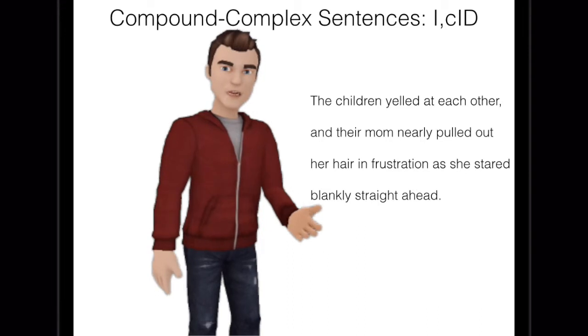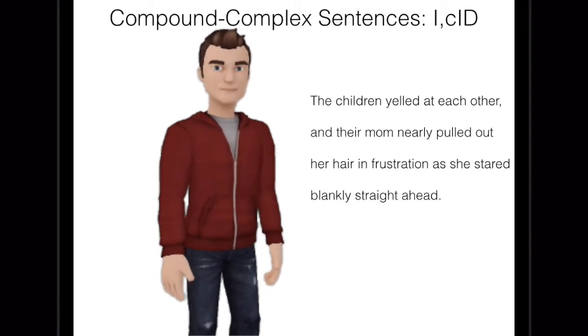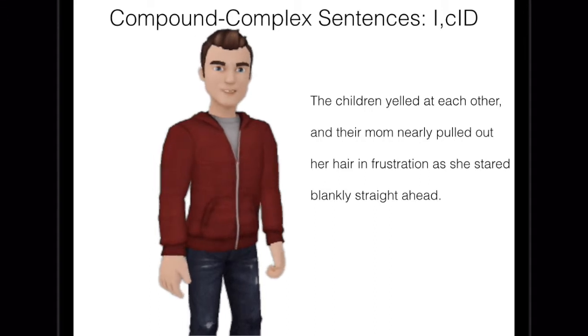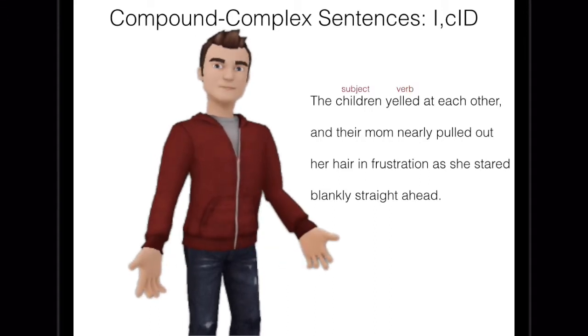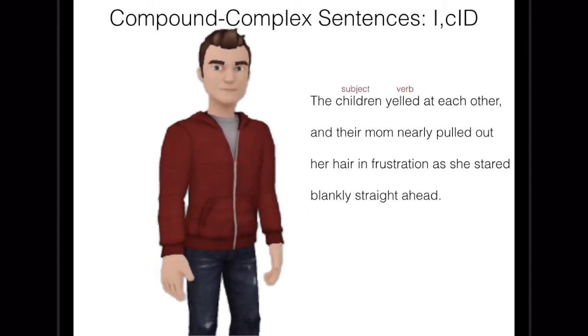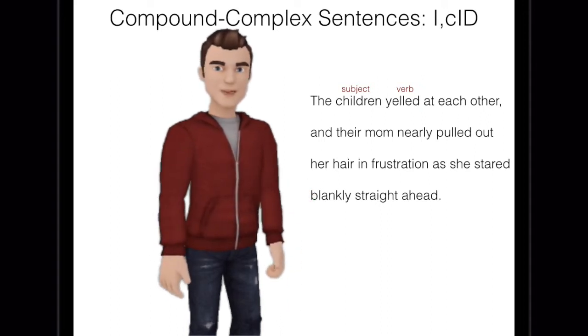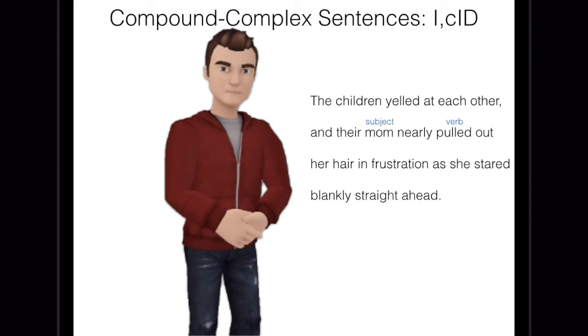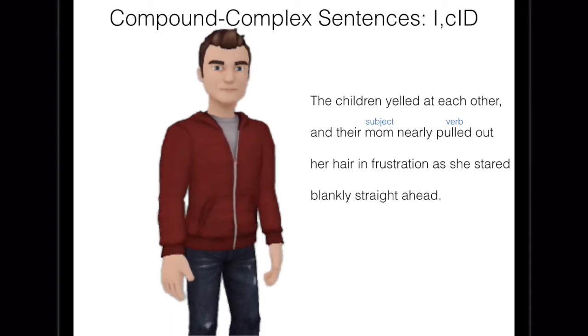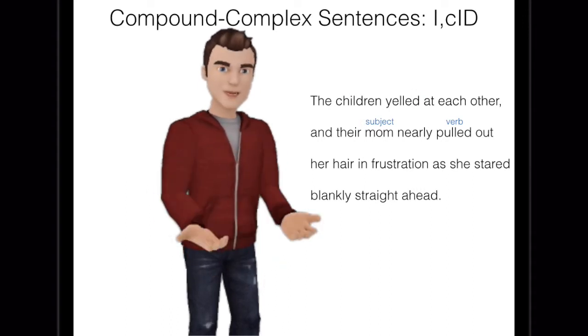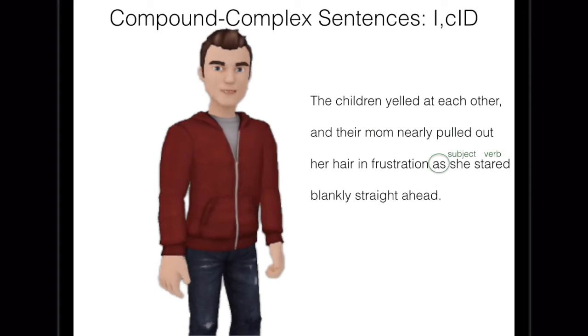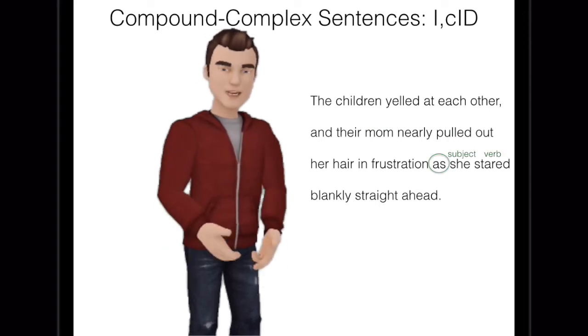The next formula is I, Ci, D. In this one, we're starting off with an independent clause, so we have children yelled. Then we have a comma and a conjunction. Our next clause, independent clause, mom pulled. Then we end that with a dependent clause, as she stared.